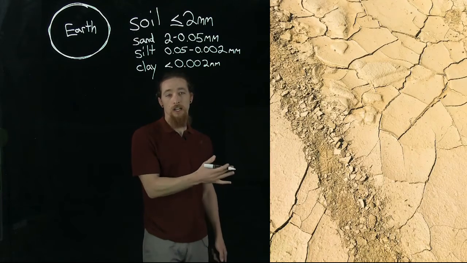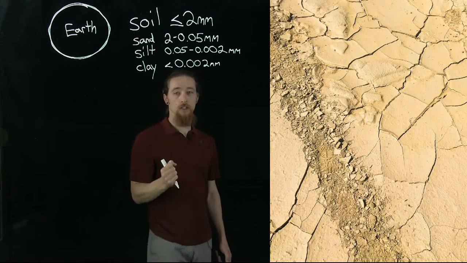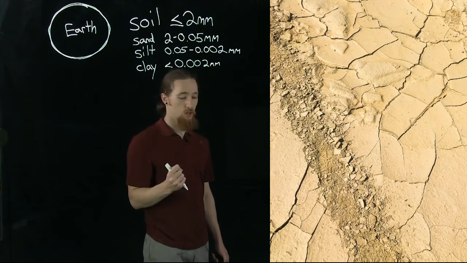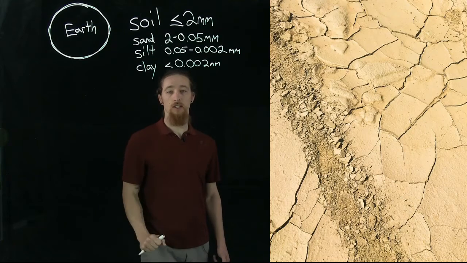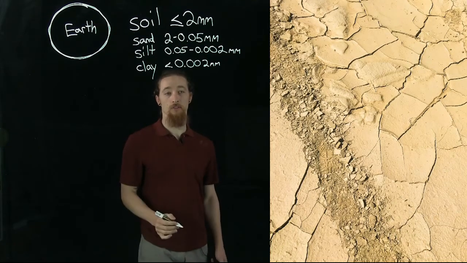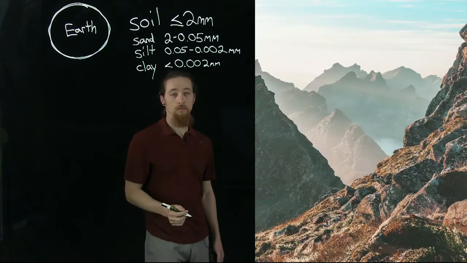This is clay. It's the things that you can make ceramics with. It's what really provides soil its very sticky nature. As we'll see in later lessons, clay brings a lot of beneficial properties to soil, especially in relation to agriculture.